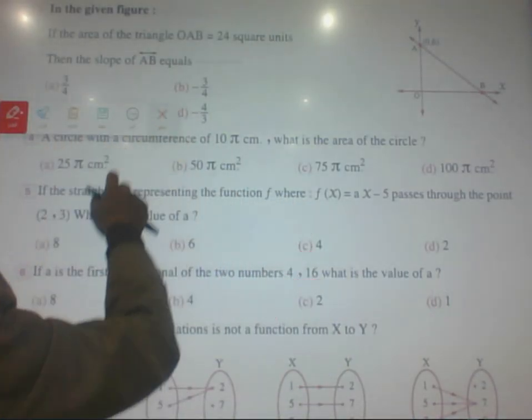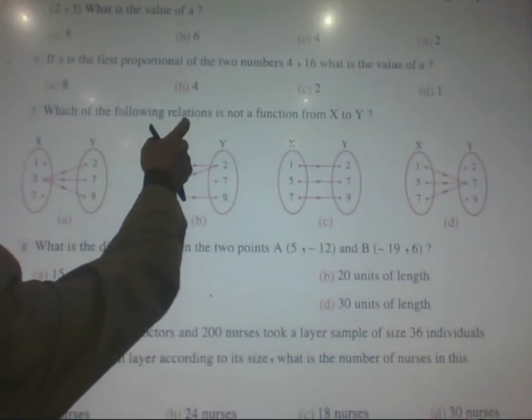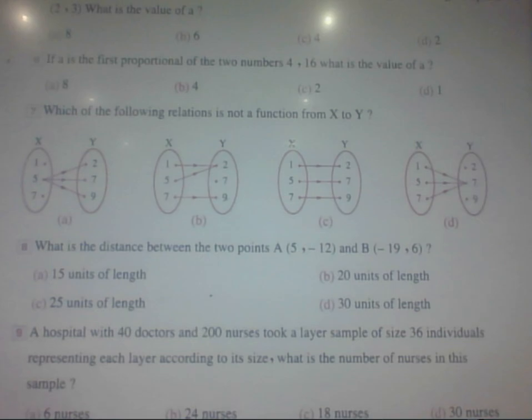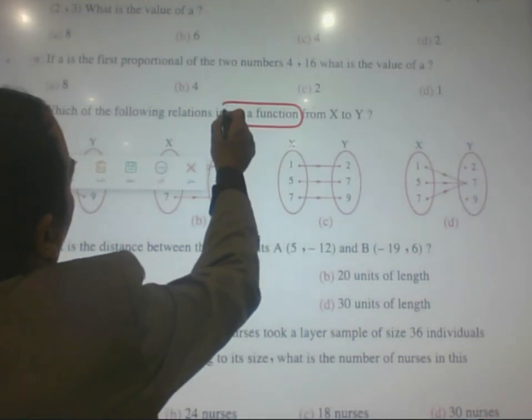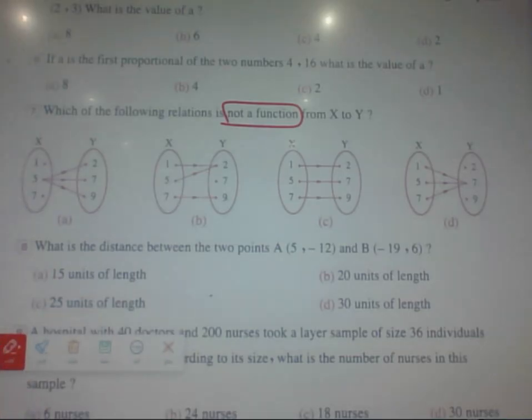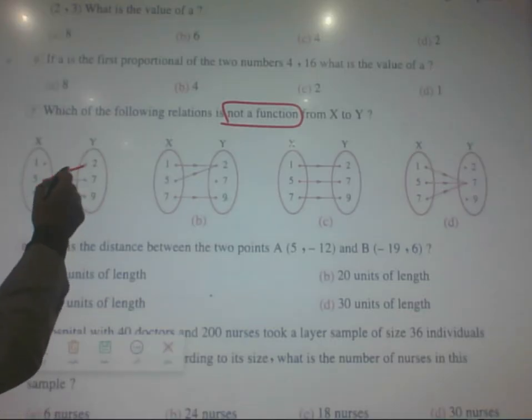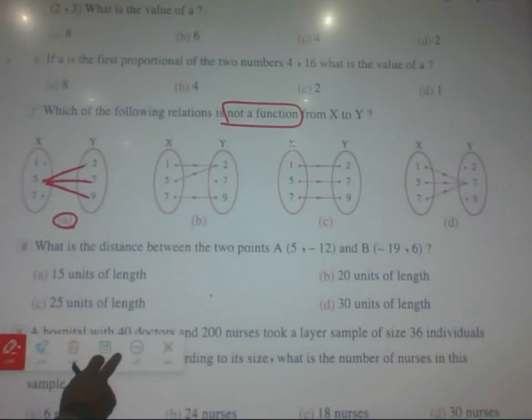Number 7. Which of the following relations is not a function from x to y? We can choose what? Who can tell me? Choose letter E, because the element 5 has 3 images, 1, 2, 3. It's not a function. So you must choose letter E.